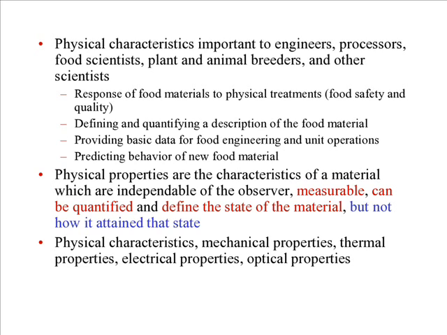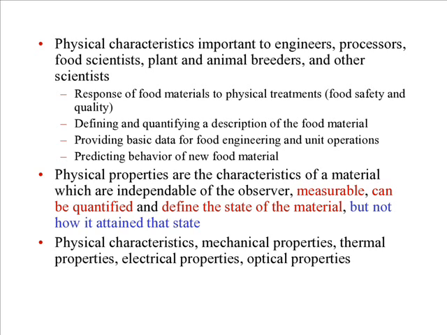Physical characteristics are important to engineers, processors, food scientists, plant and animal breeders, and other scientists. The response of food materials to physical treatments has a lot to do with food safety and quality. Defining and quantifying a description of the food material is important. Providing basic data for food engineering and unit operations, depending on what kind of process we want to take the food through, and also predicting the behavior of a new food material.